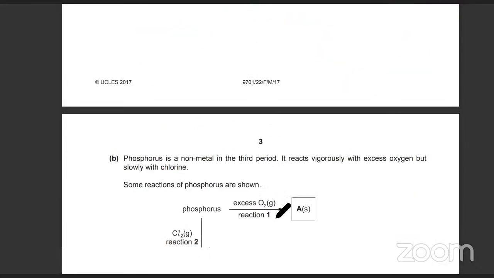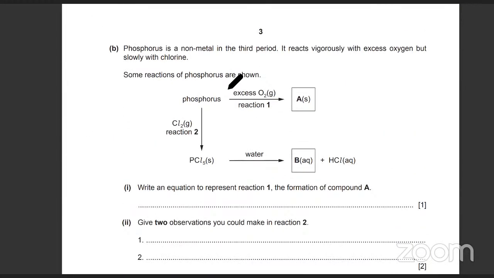Next one is, you've got this reaction. Phosphorus is a non-metal in the third period, reacts vigorously with excess oxygen, but slowly with chlorine. Some reactions of phosphorus are shown. Write an equation to show the formation of compound A. So he's reacting it with an excess of oxygen. So phosphorus reacts with oxygen and ends up forming P4O10. Or you can call that P2O5 as well.